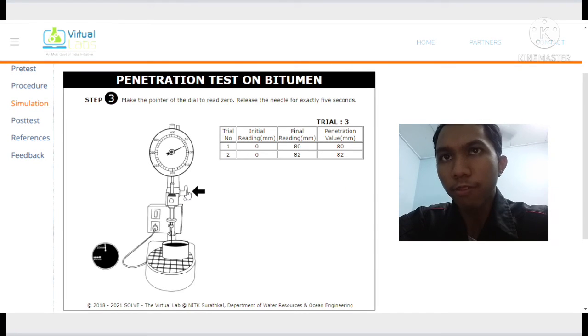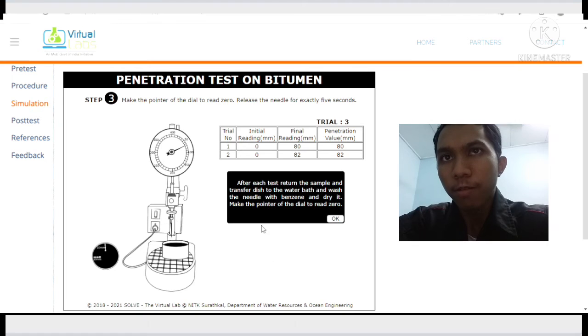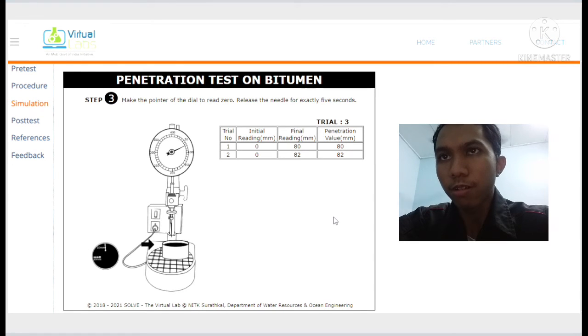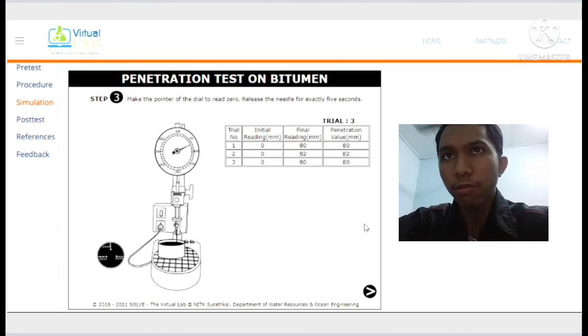And turn on, move needle to initial. After the test, return the sample and transfer it to the water bath and wash the needle with benzene and dry again. Make the pointer of the dial to 80 again. Move the needle to touch the sample surface. Turn on. Trial number 3: initial reading 0, final reading 18, and penetration value 18.